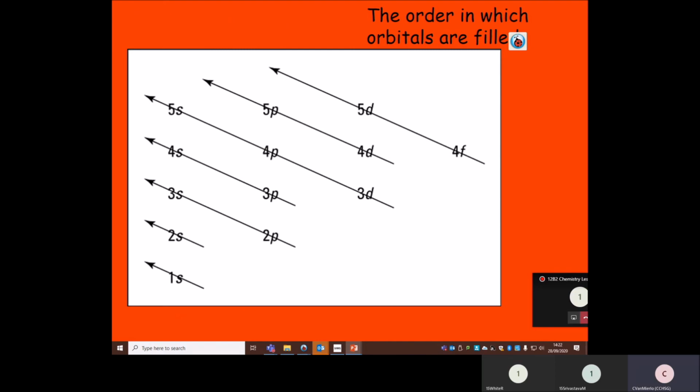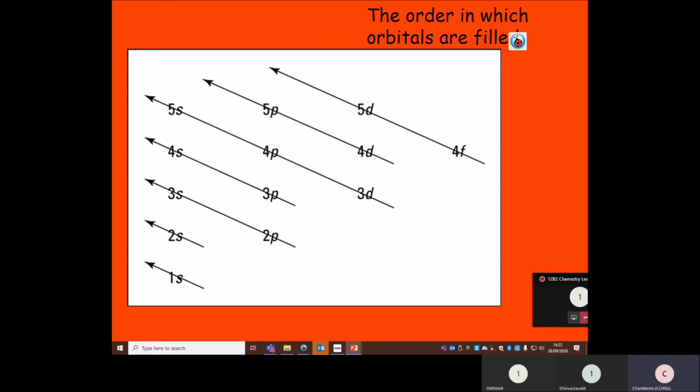And then we've got this diagram here, which I've also got as a little printout later, and this shows you the order in which orbitals are filled. So when we have our shells, this is the first shell because it's got principal quantum number 1, and in the first shell we only have an s orbital. In the second shell, we have s and p.